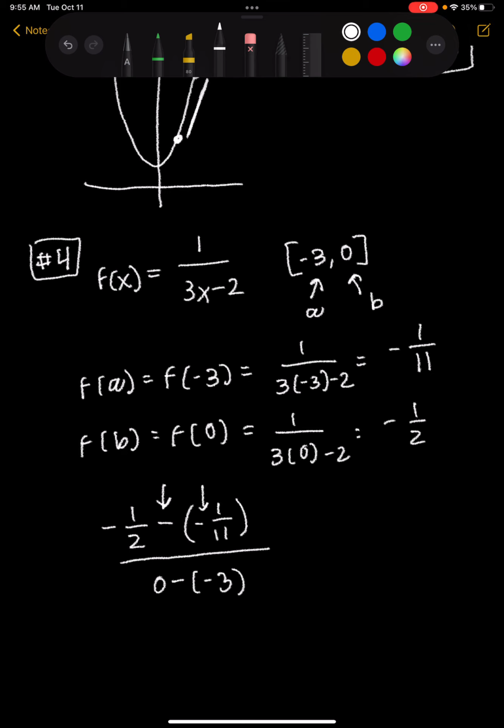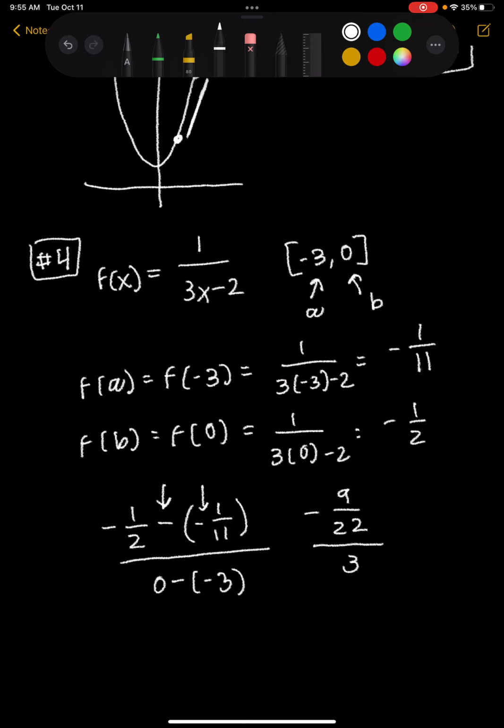Okay, so now we're going to do a little bit of math. We're going to do -1/2 minus -1 over 11, which those two negatives right in the middle will cancel each other out and make a plus sign. So we could write it as -1/2 plus 1 over 11. And I get -9 over 22. And then 0 minus -3, again, those two negatives cancel out, and we would get 0 plus 3, which is just 3. So then we do -9 over 22, all divided by 3.